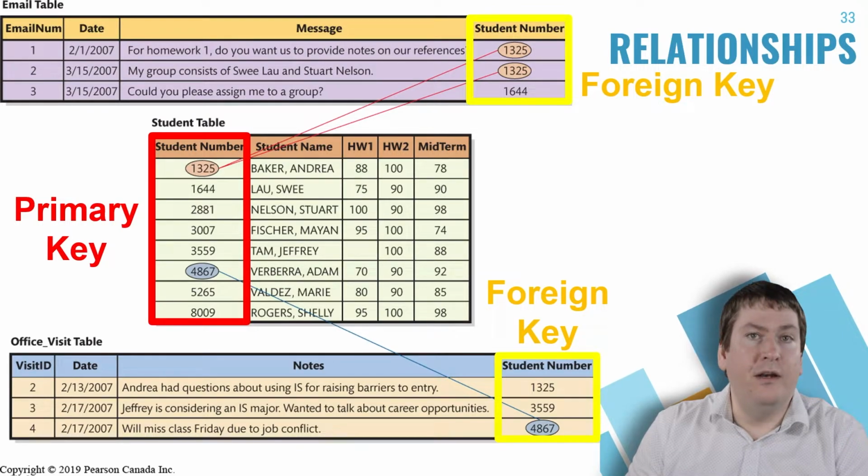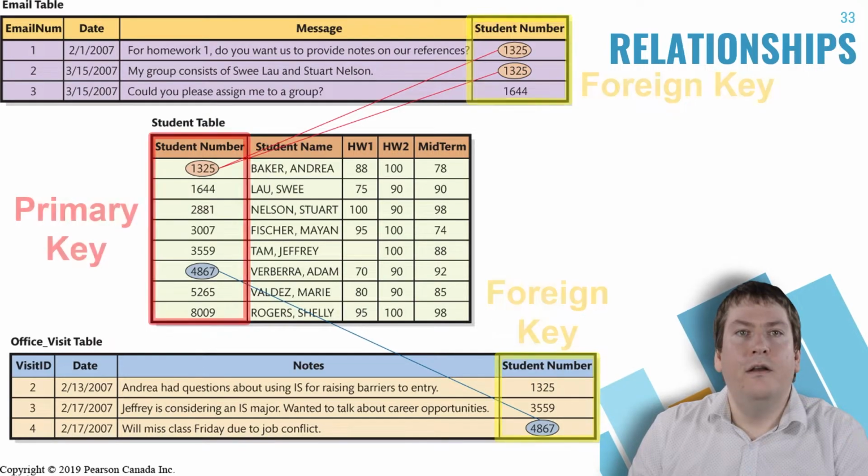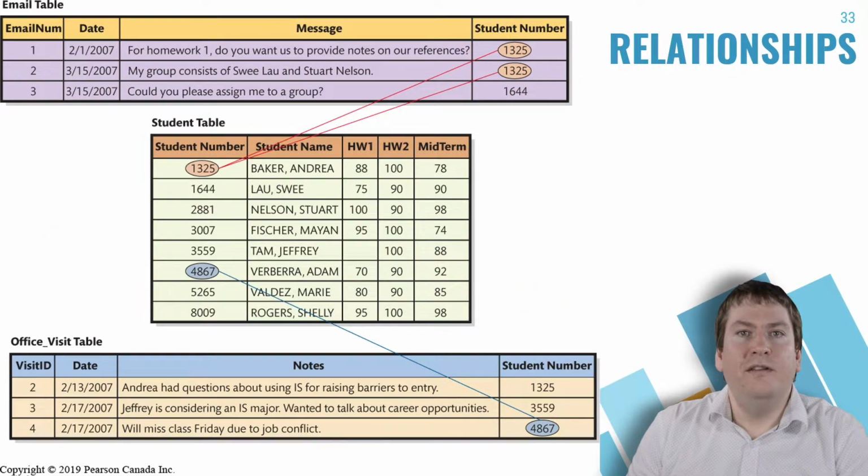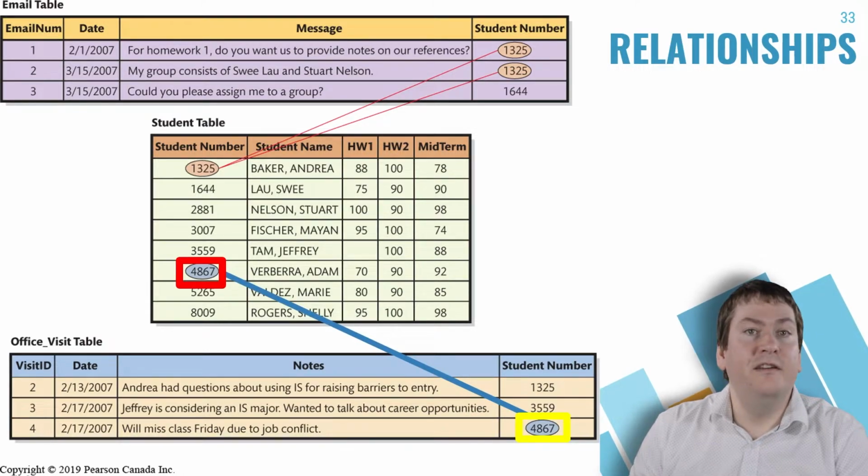First, this may be a bit confusing. Emails don't have a student number, nor do office visits. Rather, the presence of these foreign keys serves to define a relationship between these records. For example, notice that the office visit record has a student number of 4867, and in the student table, we can also see that there's a record for a student with a student number of 4867. This match defines a relationship between the records that tells us that this office visit is related to Adam Verbra.